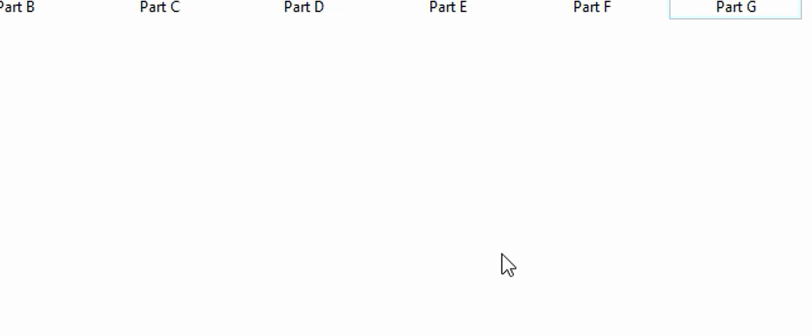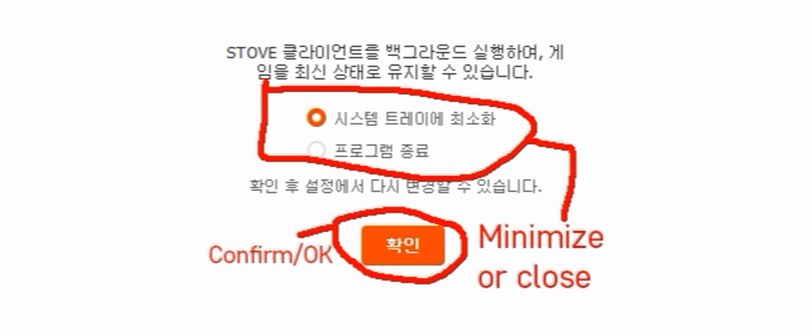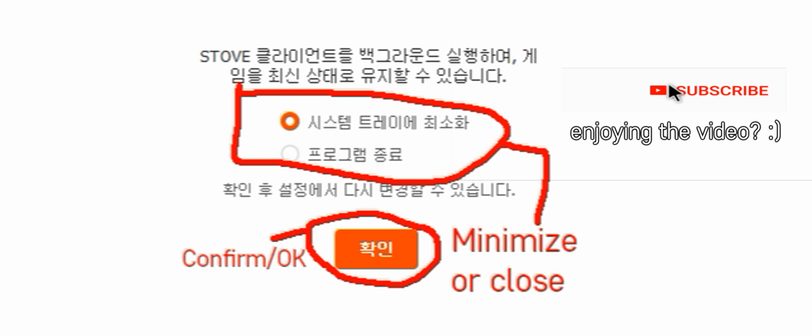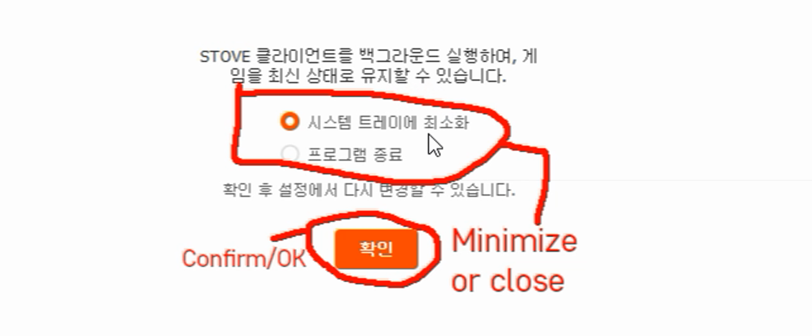Now, before we log into the account, we'll go to this. Basically, when you first close Stove, it will come up with this little pop-up, asking whether you would like to minimize or close the program. The top one is minimize, the bottom one's close. You can leave it on either. It's completely up to you. Just press confirm and OK.